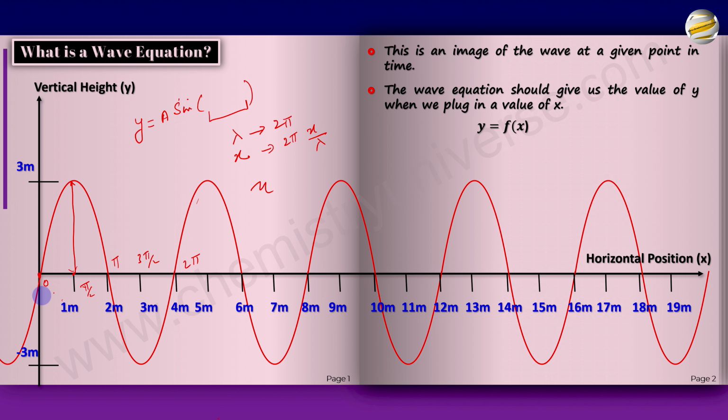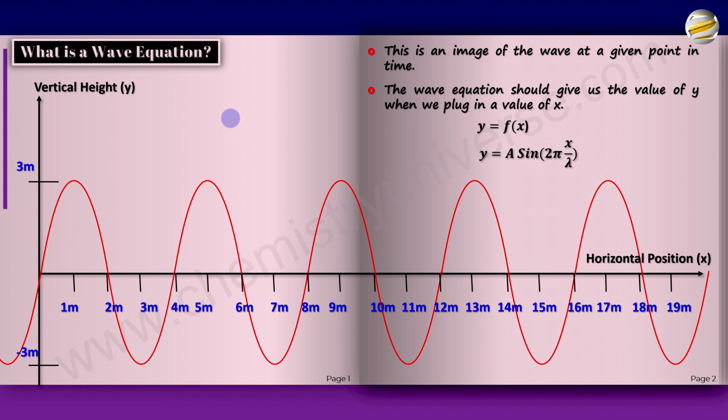This means that for a given value of x, the angle for the sine wave would be 2 pi x by lambda. So this means I should get y equal to A sine 2 pi x over lambda. So this is my wave equation for this particular image of the wave. I hope you can get it.